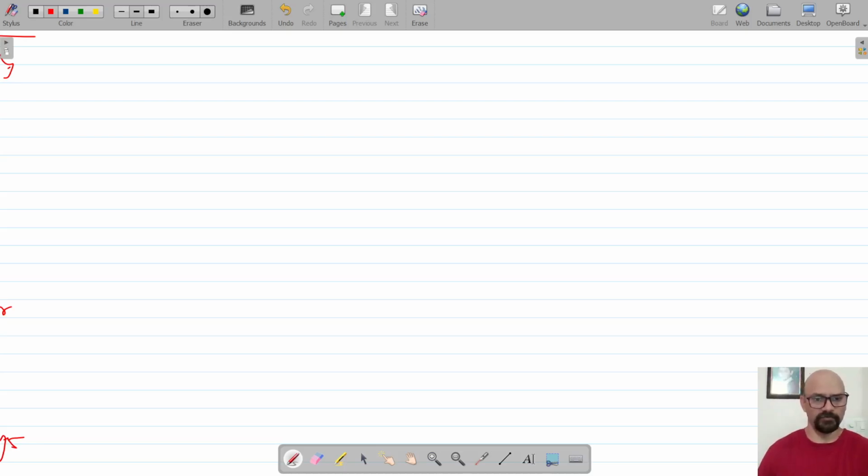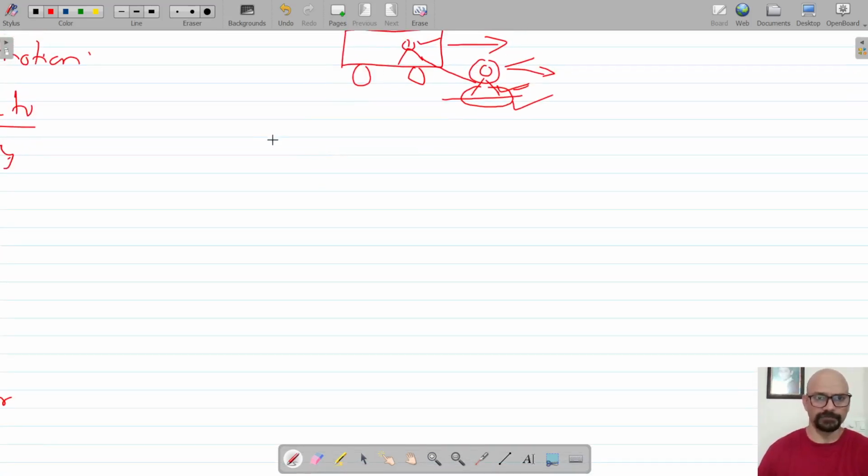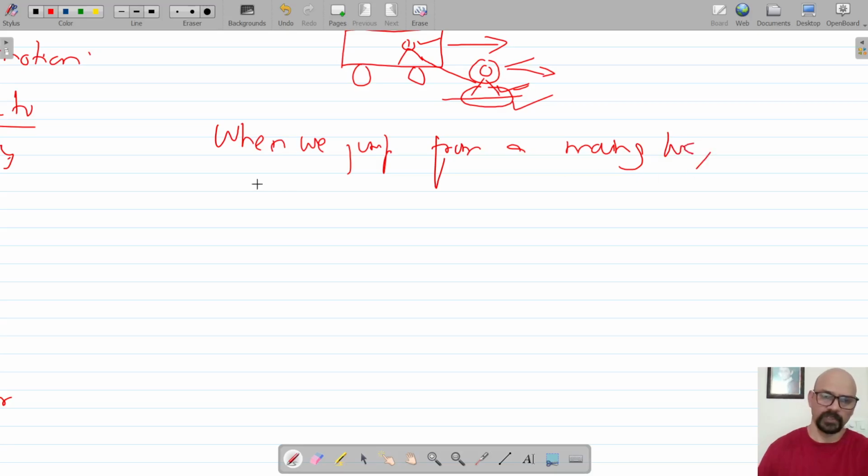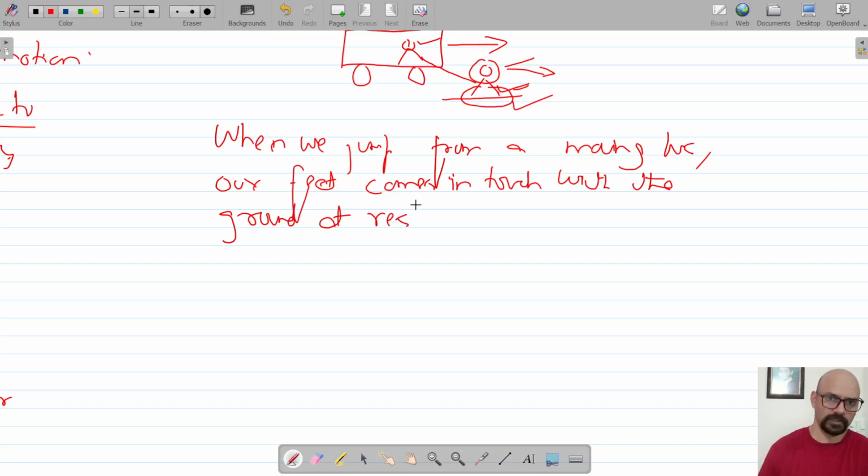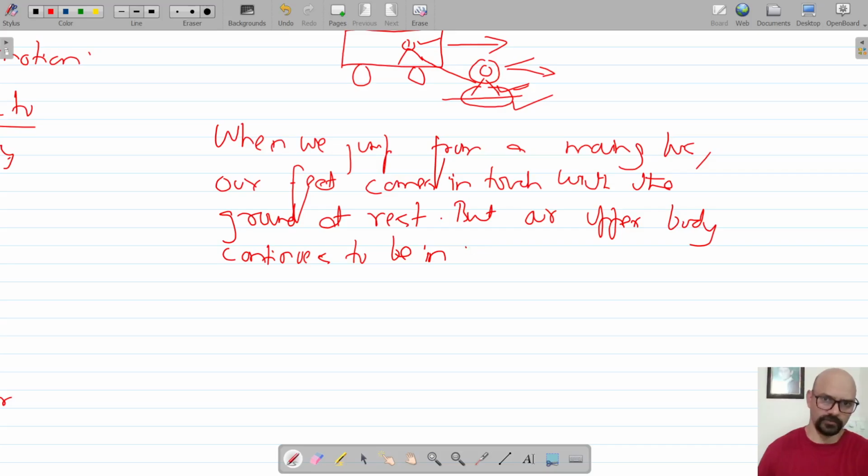And the reason we have mentioned here is that when we jump from a moving bus, our feet come in touch with the ground at rest, but our upper body continues to be in motion, and hence we may fall on the ground and get hurt. Hence, you can see that.